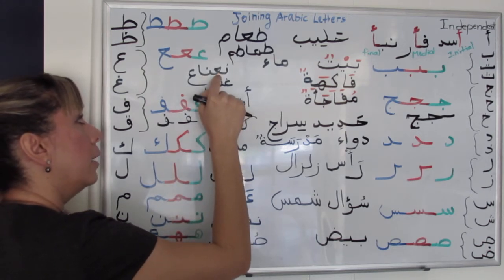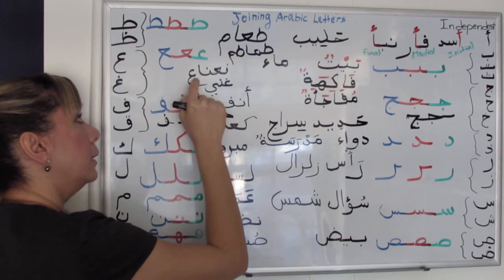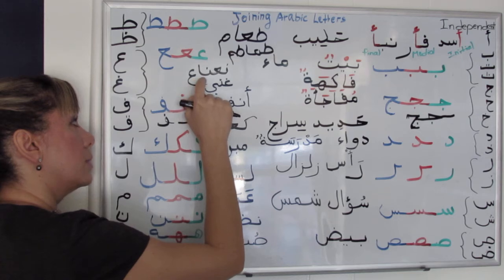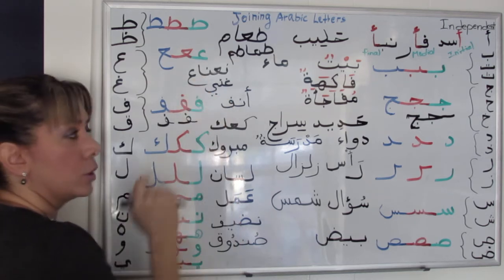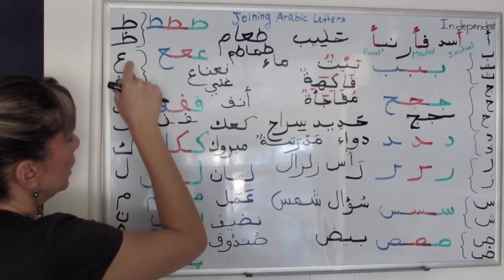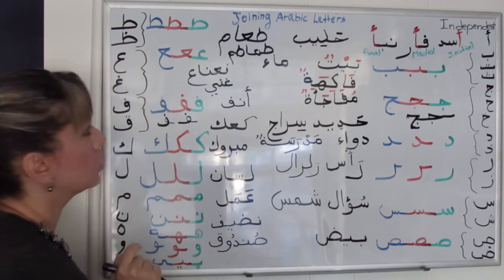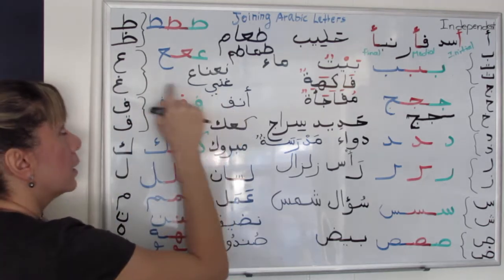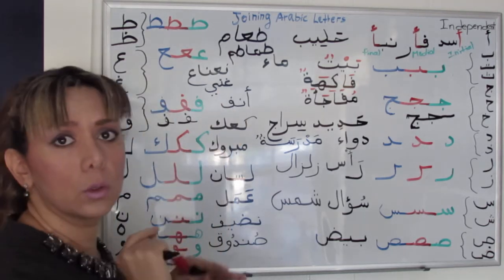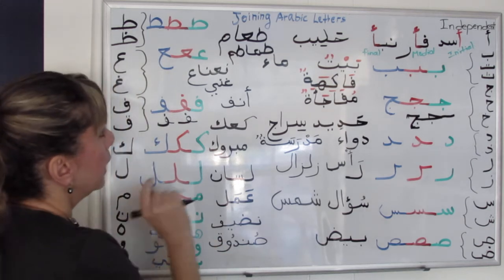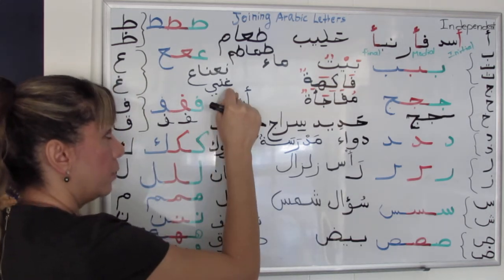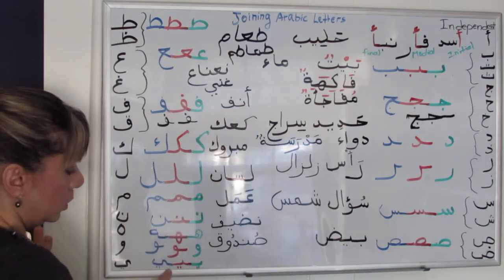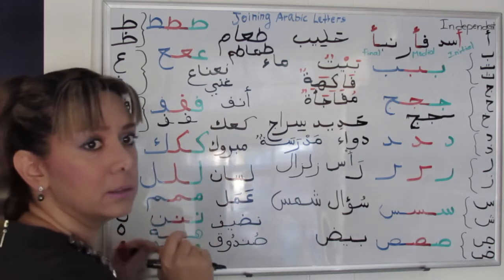Na, here we have ain in the middle and in the end, because it's not connected to the previous letter, because it's alif, the selfish letter, so it looks exactly like when it's in the independent form. Na, it means mint. Ghani, ghain and ain, they look exactly alike. Ghani, we have ghain, noon, and ya in the final form. Ghani, it means rich.